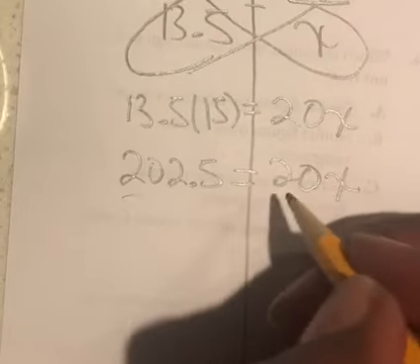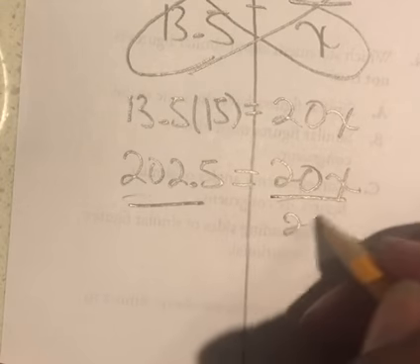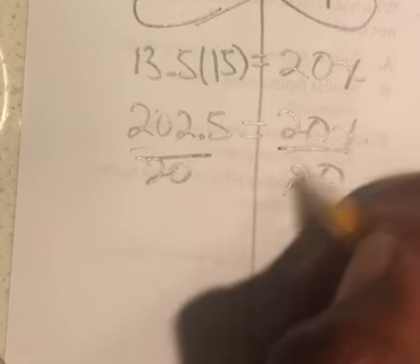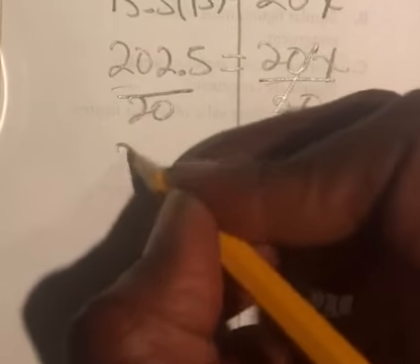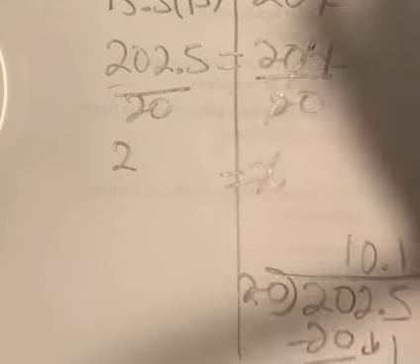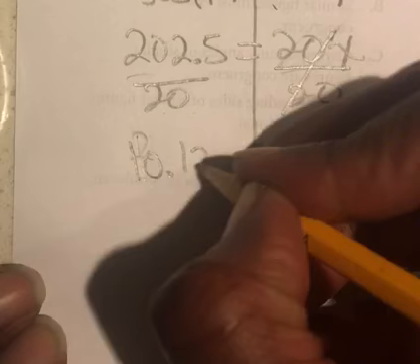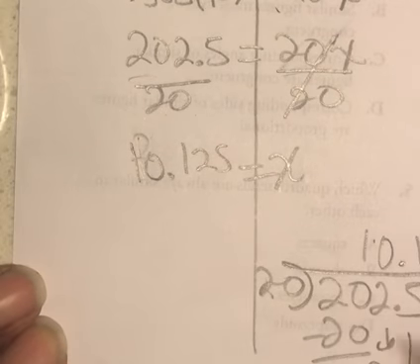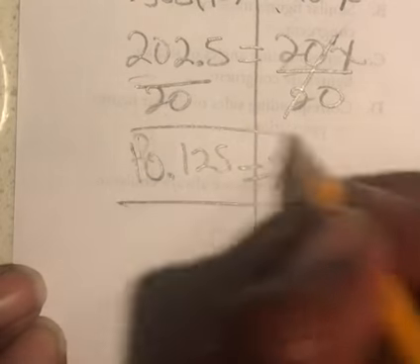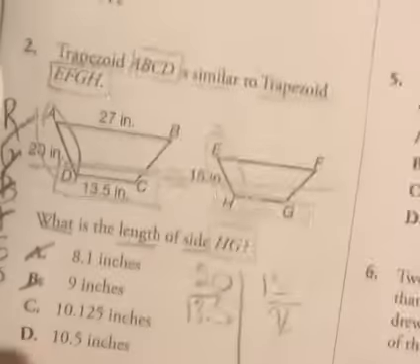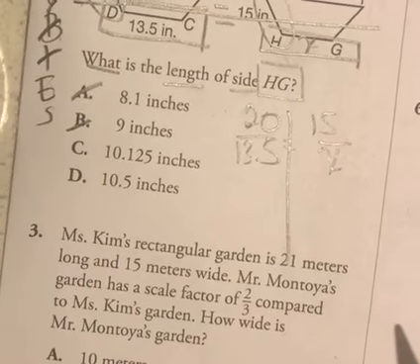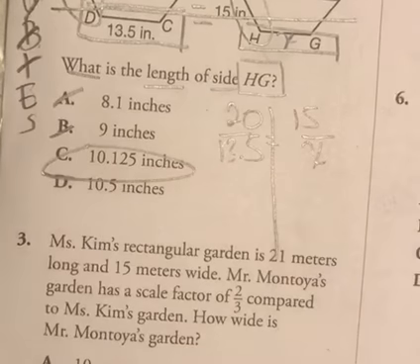So finally, when I divide both of these sides by 20, I end up with x is equal to 10. I apologize, all those 2s. X is equal to 10 and 125 thousandths. Let's go ahead and check. Is that an option? Yes, it is.